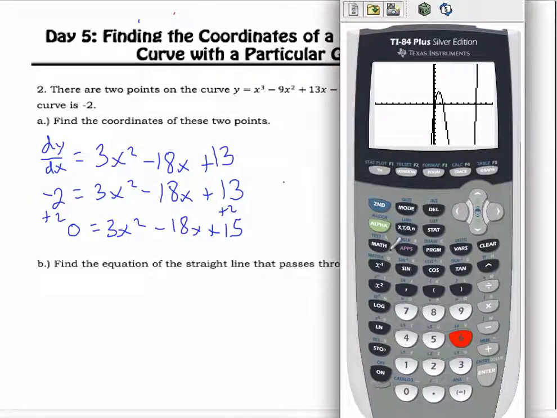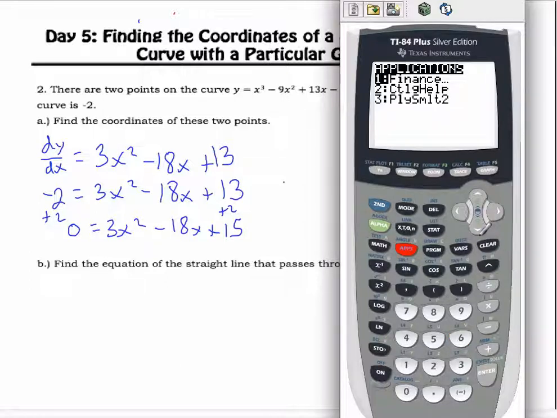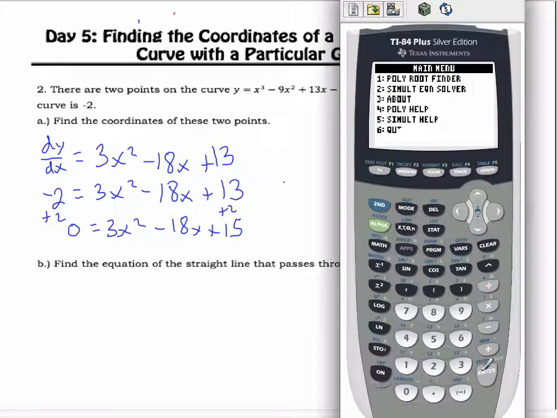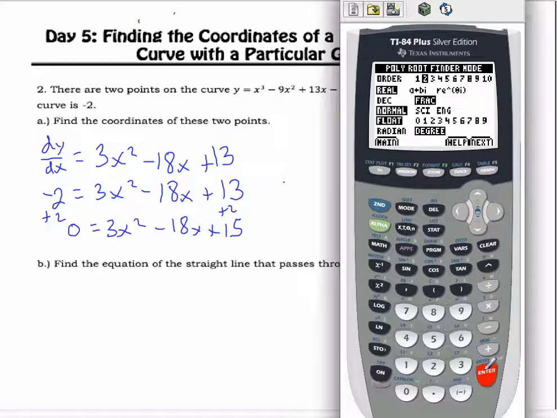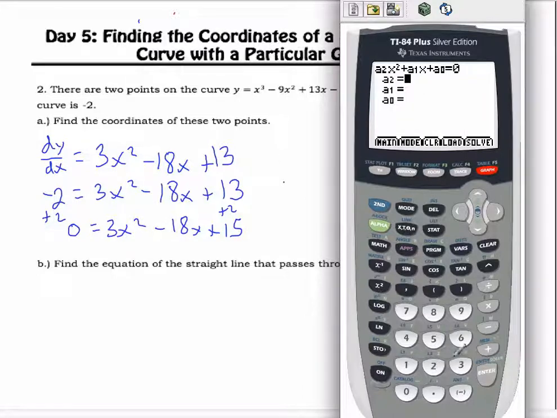Okay, so we go to apps. Go to PlySmlt2. Alright, so I'm going to press enter here. So we go to poly root finder. Okay, so it's already set on order 2. That means a polynomial with the highest power is x squared. Everything's ready to go. I'm going to click next. And I'm going to type in the numbers here. So we have 3, negative 18, and we have 15. Okay, I got all that typed in.